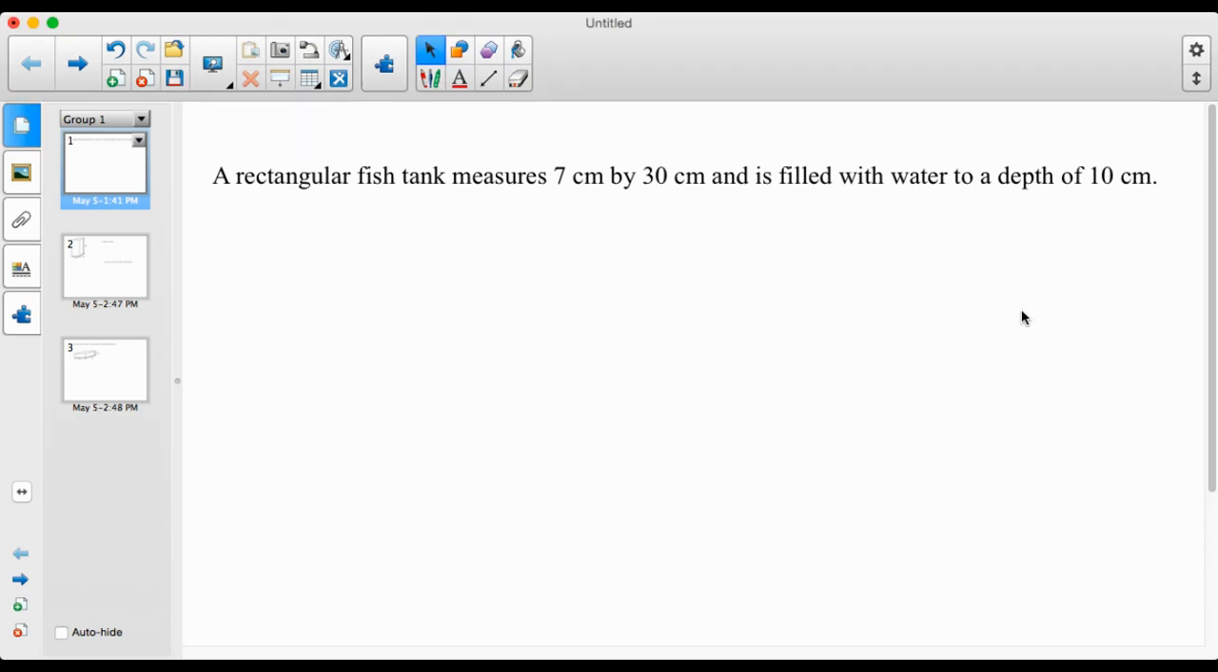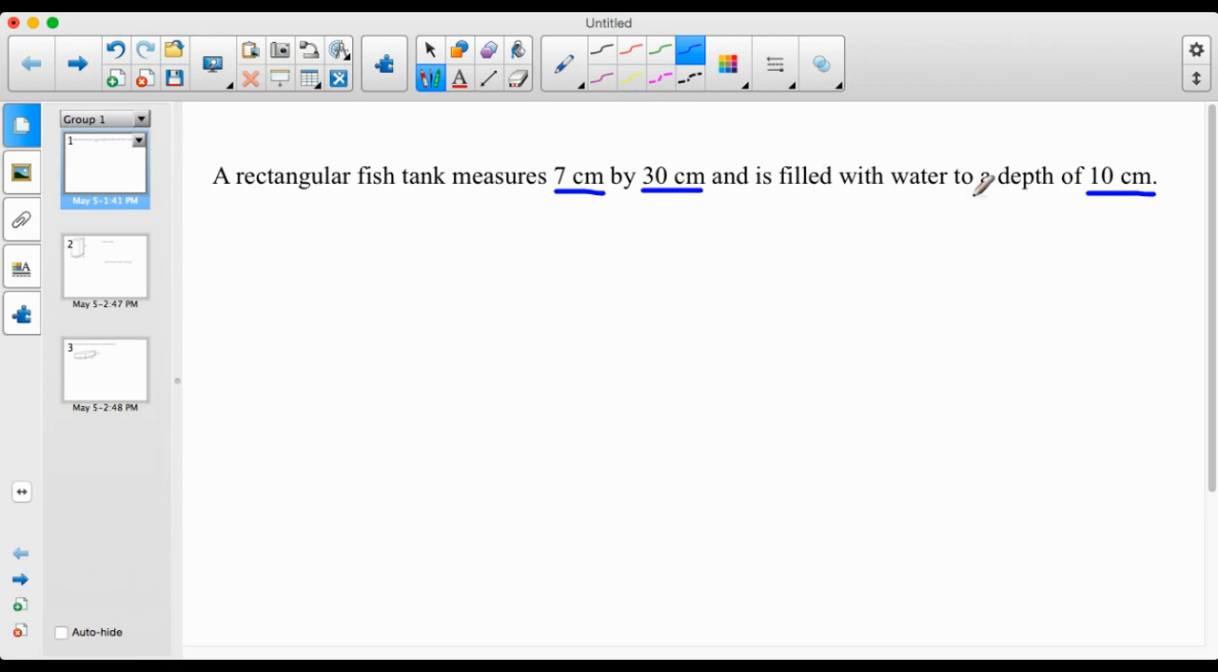I'm going to show you some of the volume problems that you will see this week. So the first one says a rectangular fish tank measures 7 centimeters by 30 centimeters and is filled with water to a depth of 10 centimeters. Our question here is, what is the volume of this container?